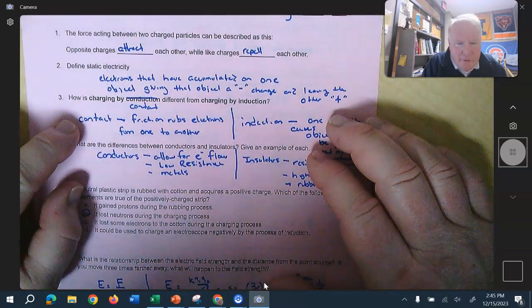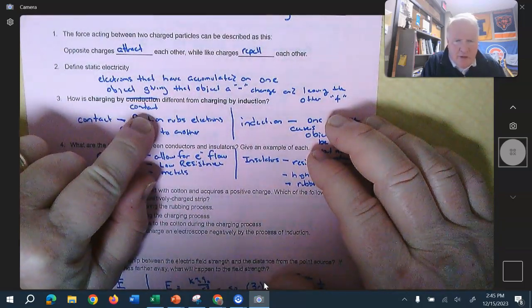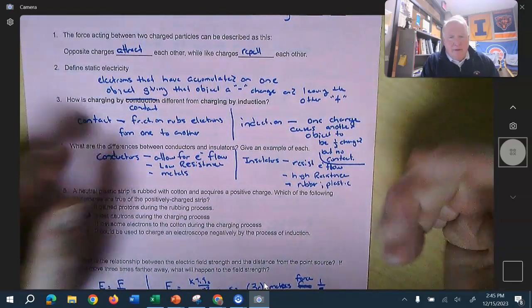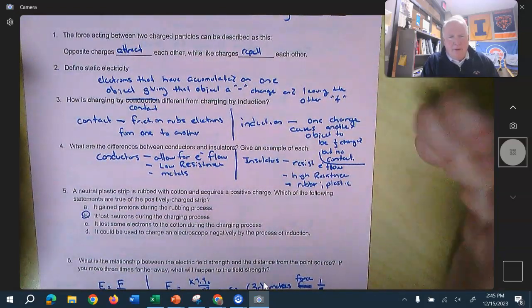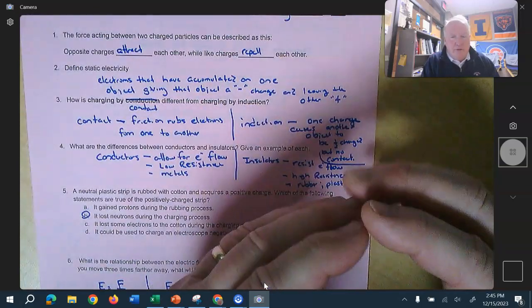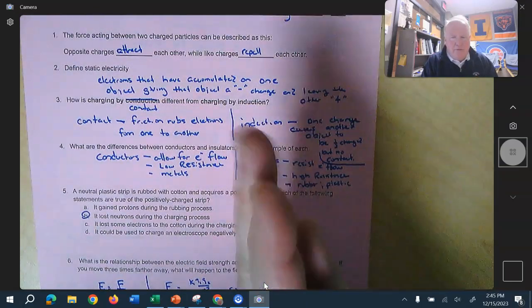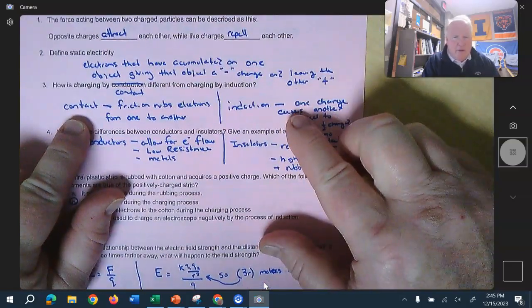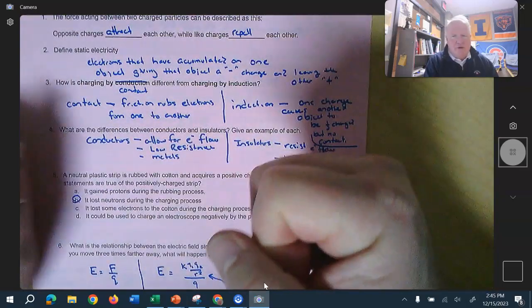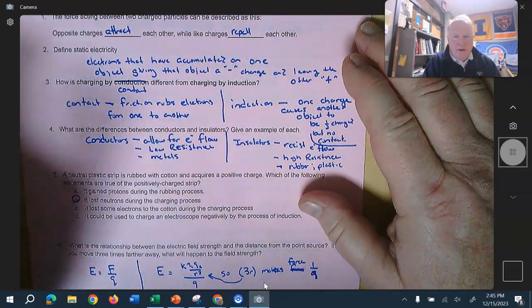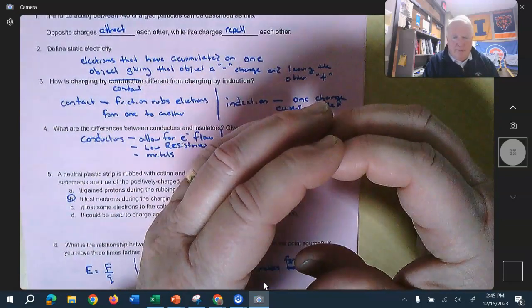How is charging by conduction or contact different? Well, remember, contact was where we had the different things that we would rub against the rabbit fur. The rabbit fur would give the electrons to that thing, so we had to have some sort of friction, and so that's contact. Induction would be that we grab something that's already charged, like our PVC pipe, and we bring it up to another object.